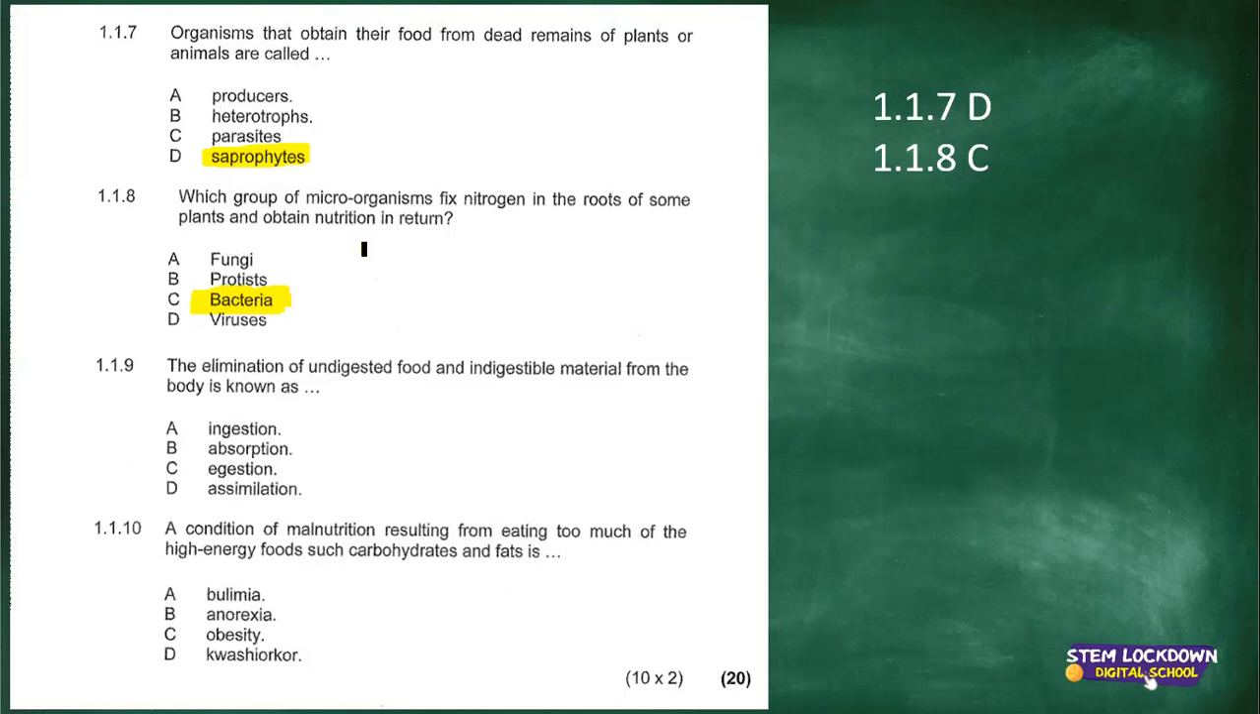Okay, both of you, is this the answer? Wait, you haven't answered for this question. What is the answer here? What is that process called? The process whereby you eliminate undigested food and indigestible material. What is that process called? Okay, because we are running out of time, I'll quickly give it to you.